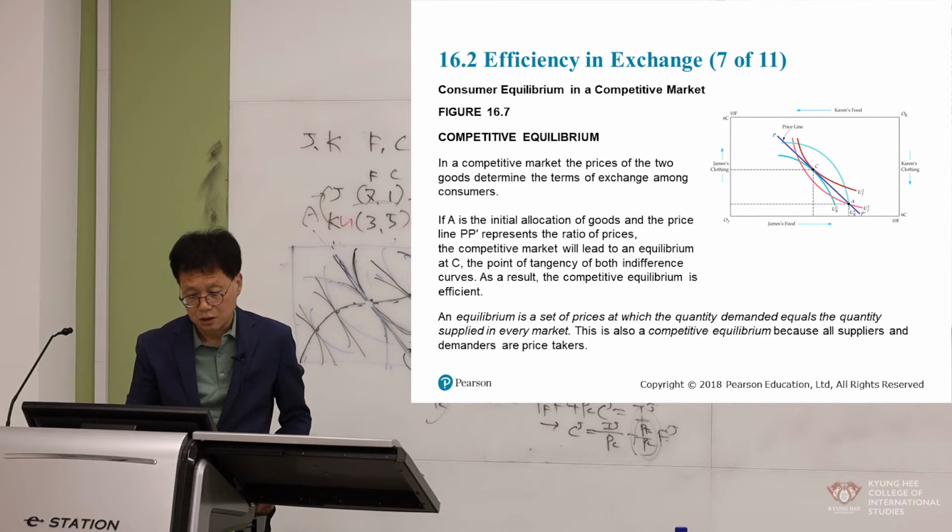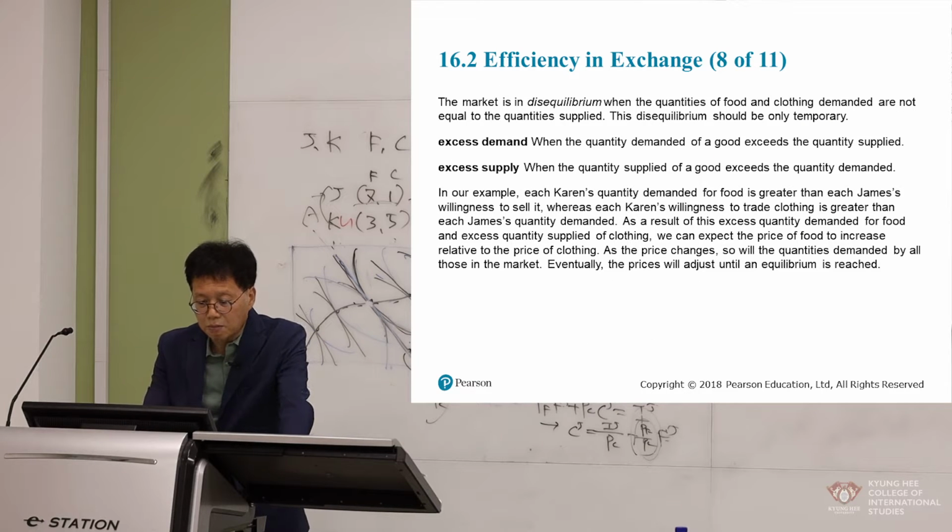Right? Next slide. The market is in disequilibrium when the quantity of food and clothing demanded are not equal to the quantity supplied. This disequilibrium should be only temporary, led by market price, relative market price.